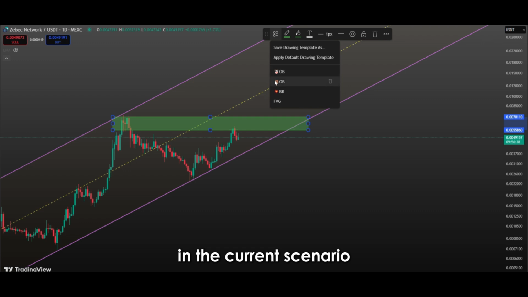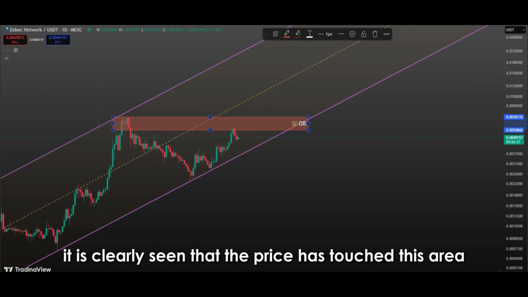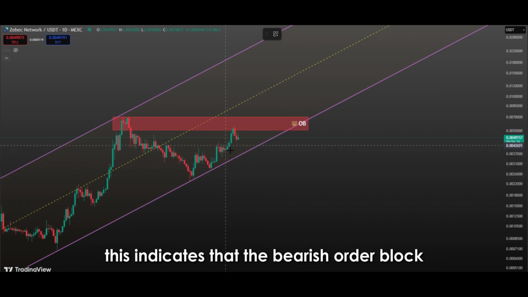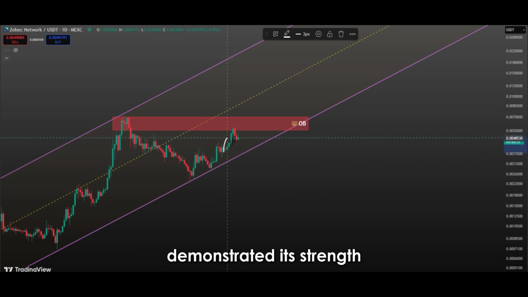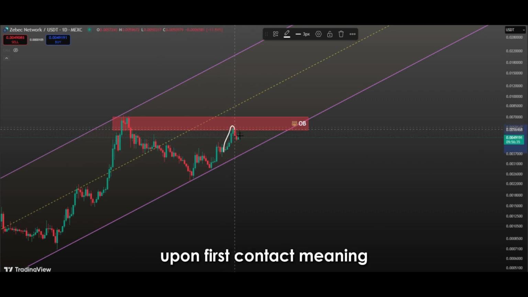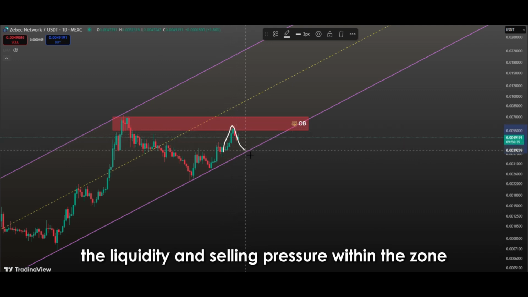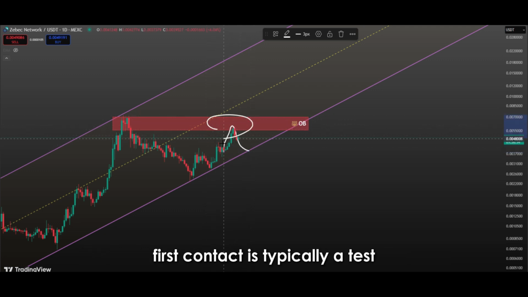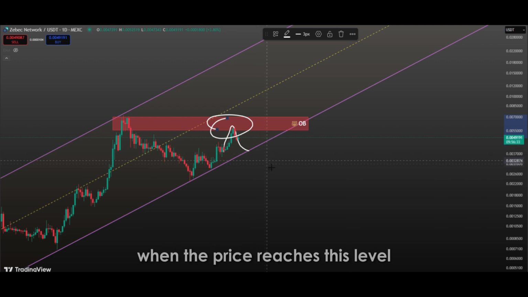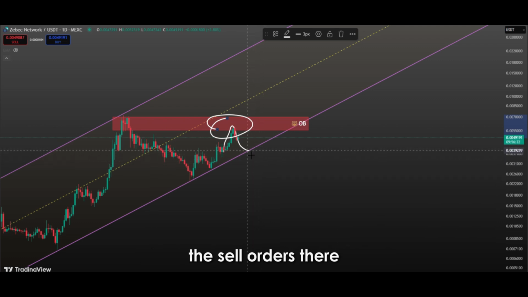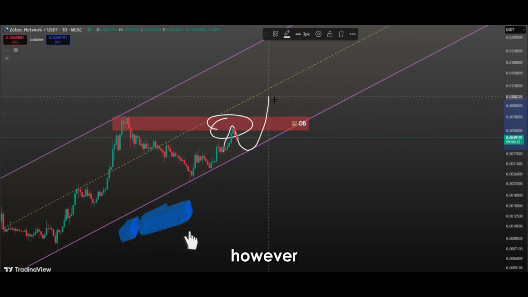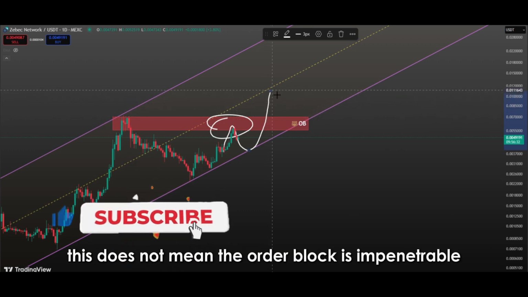In the current scenario, it is clearly seen that the price has touched this area for the first time and pulled back noticeably. This indicates that the bearish order block demonstrated its strength upon first contact, meaning the liquidity and selling pressure within the zone are still relevant. The first contact is typically a test. When the price reaches this level, the sell orders there activate and prevent upward movement. However, this does not mean the order block is impenetrable.